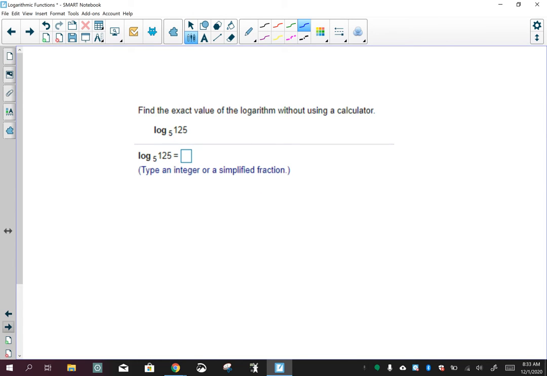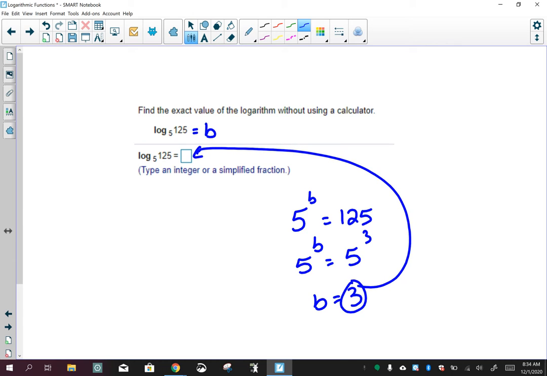All right. So in your homework, you're going to have something that looks like this. It's the same thing. Pick your favorite letter. Let's go with a B. So I have 5 to the B is equal to 125. When I solve this, I need to turn that 125 into a base of 5, which is 5 to the third. So I know that my B is going to equal 3. So the 3, only the 3, is what's going to go in that little box.